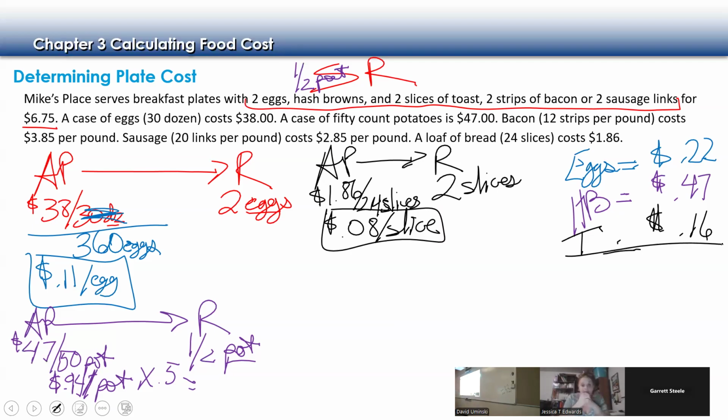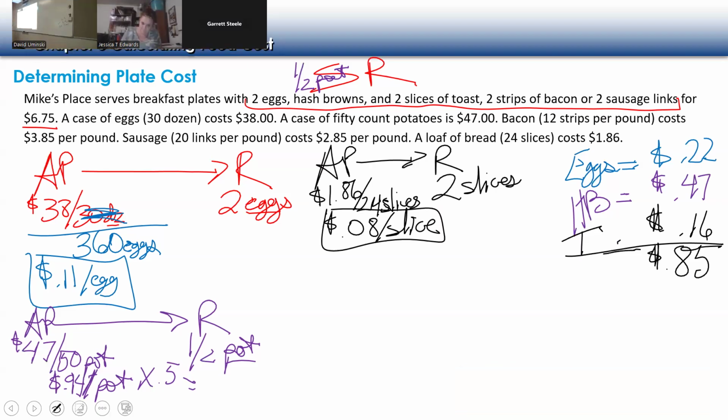Those 3 things are equal, right? Every plate has eggs, hash browns, and toast. Okay, so let's add those up right now. 0.22 plus 0.47 plus 0.16. We got 85 cents. So far, my breakfast plate cost me 85 cents. Okay. What 2 things are we missing? Bacon or sausage. They can choose bacon or sausage.